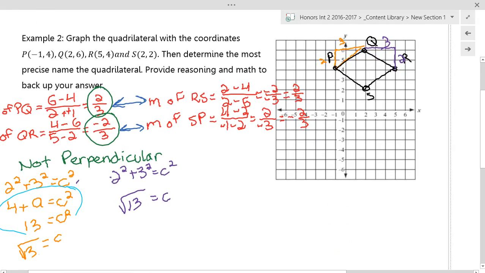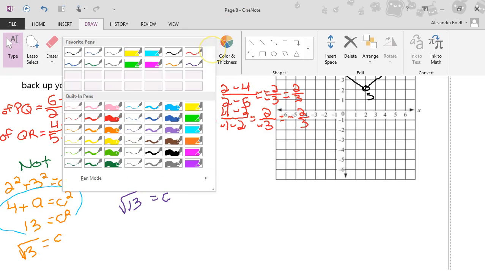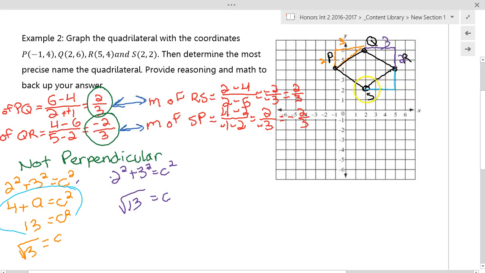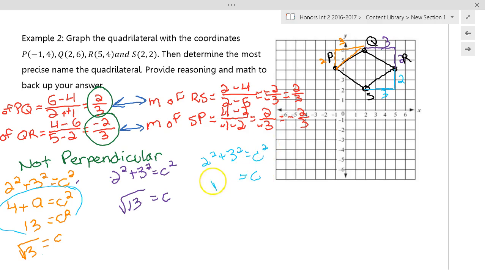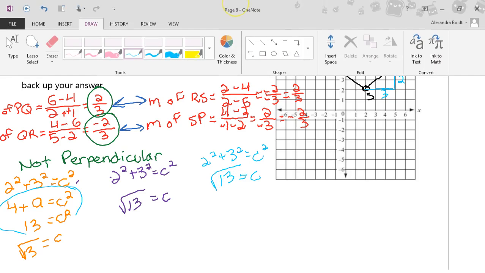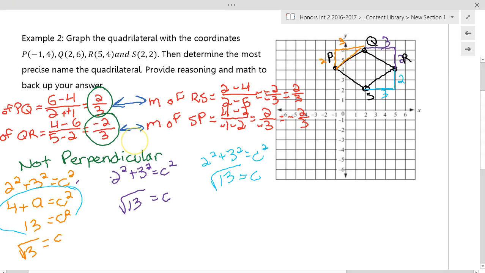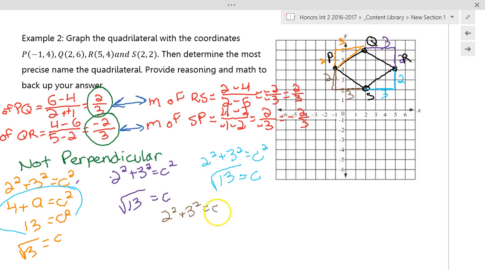All right, so then I have to do RS. Right, these sides, that's a 2 by 3. So that's 2 squared plus 3 squared equals c squared. Again, same equation. So c equals the square root of 13. And finally, I have S to T, also a 2 by 3 triangle. So 2 squared plus 3 squared equals c squared. So c equals the square root of 13. So are these all the same length?